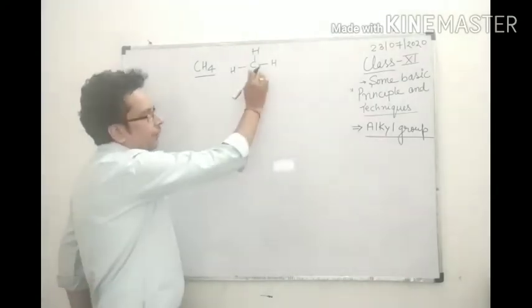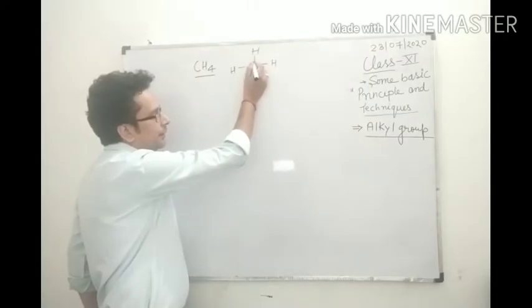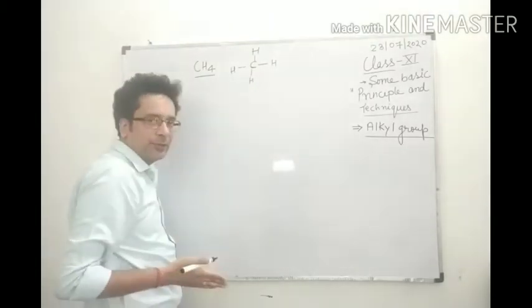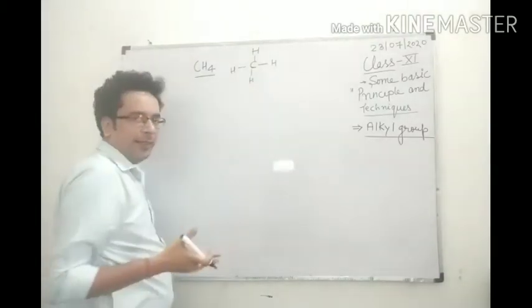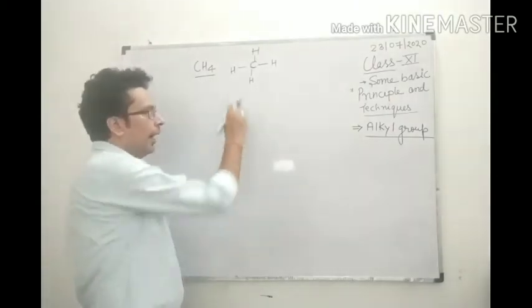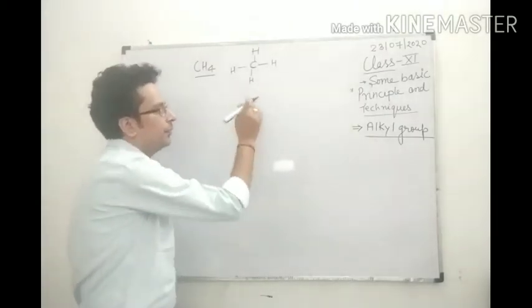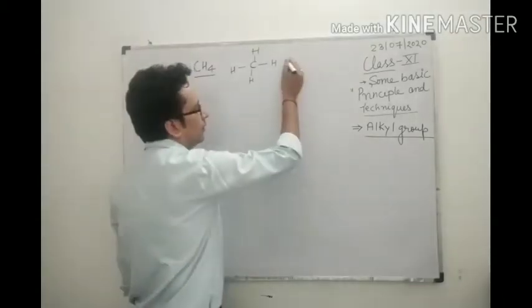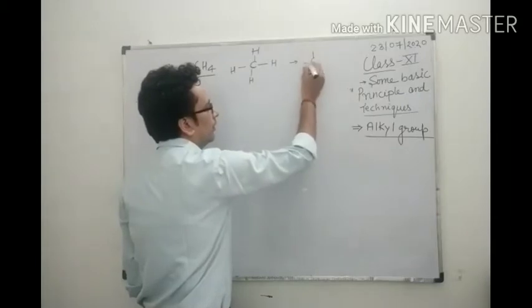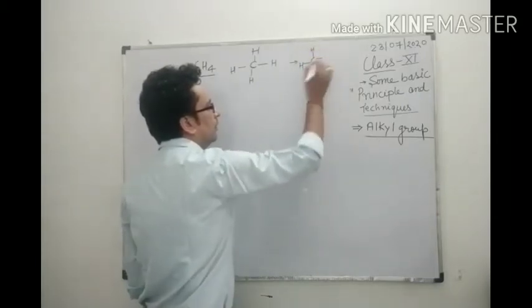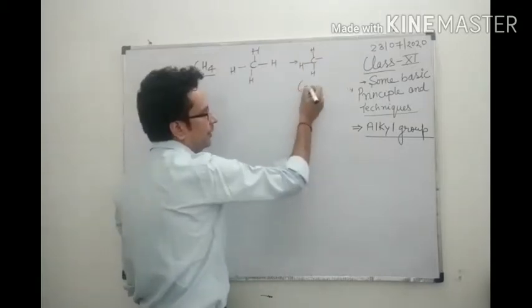Now look here, you remove any hydrogen from anywhere. This carbon is simply a primary carbon, and all hydrogens are primary hydrogens. So if you remove hydrogen from anywhere, we obtain only CH3.